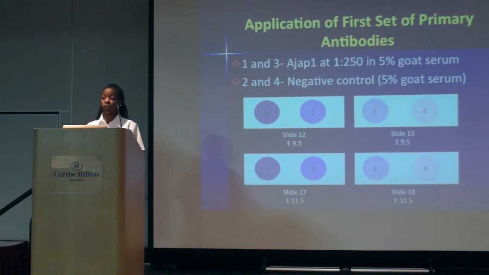As depicted here, there are four tissue sections for each age of the mice that were labeled 1, 2, 3, and 4. Tissue sections number 1 and 3 from each age were incubated with the primary antibody HOP1. However, tissue sections number 2 and 4 instead remained in the 5% goat serum to serve as our negative control.